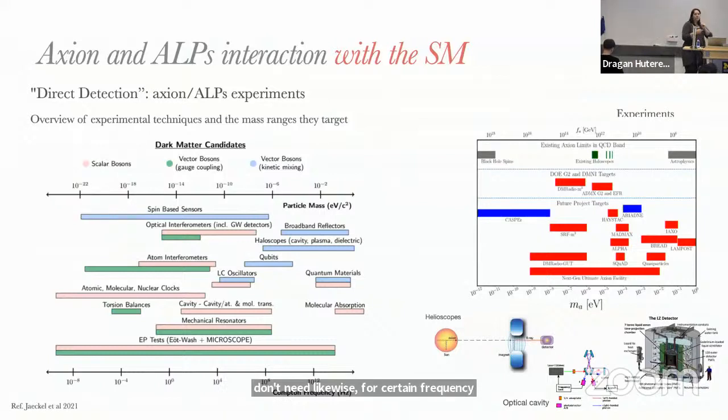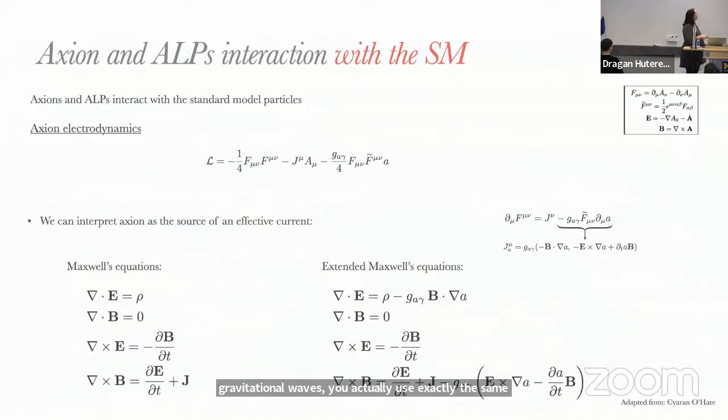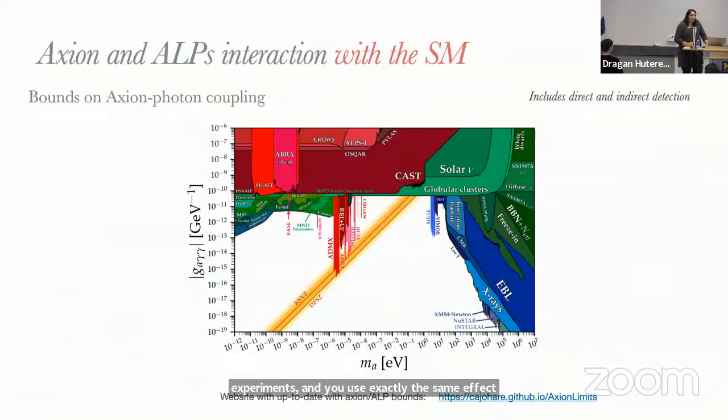If you want to search other frequencies of gravitational waves, you use exactly the same experiments and exactly the same effects. And then using those experiments, we can put bounds on the mass and how much it interacts with the photons, right? So here is the axion photon coupling. And you can go into this website, it's really cool. They have all the bounds and he keeps updating them.